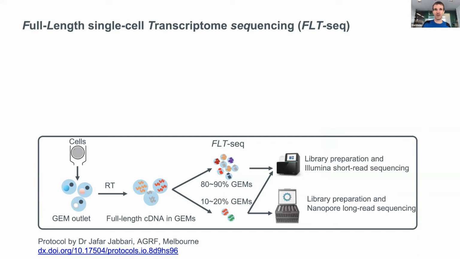And then we can overlay isoform level information on the clustering results we get from our short read data. So all of the cells in the sample get short reads just as they normally would, and then 10 to 20% also are prepared for long read sequencing.